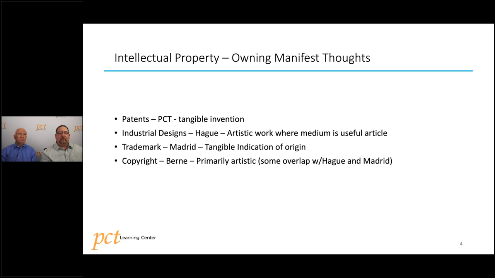So begin with patents. Think patents and PCT, they go together. You've known about this since you took and passed the agent's exam or the patent bar exam, depending on what they called it. Now it's the patent office registration exam. In any case, PCT covers tangible inventions. That is what we would call utility applications here in the United States. So anything that is a method, anything that's a device, anything that's a composition, and so forth, that is what a PCT can be used for.